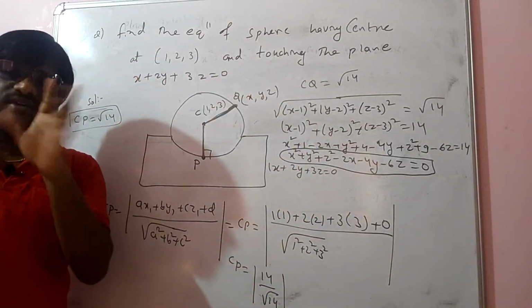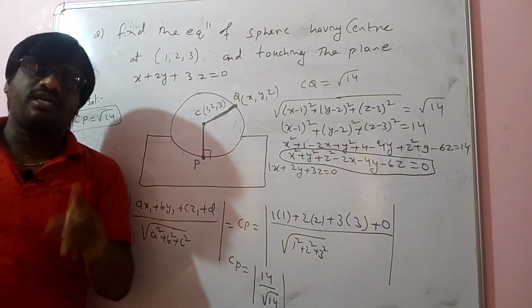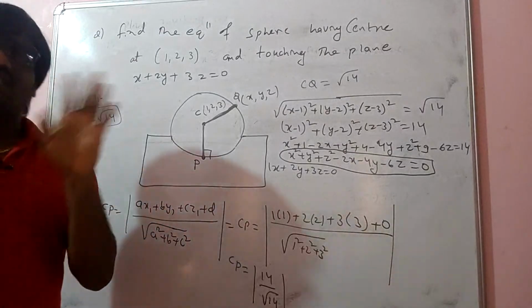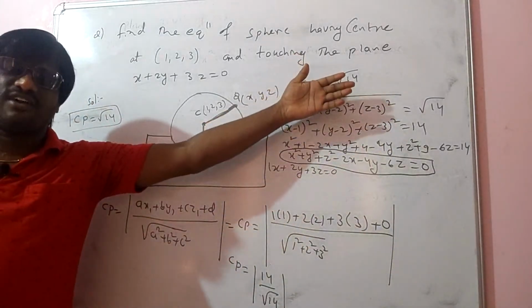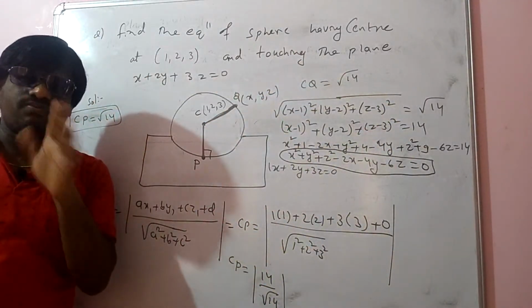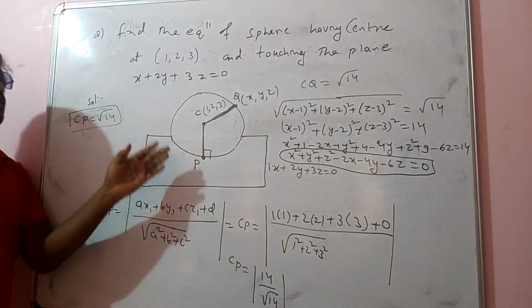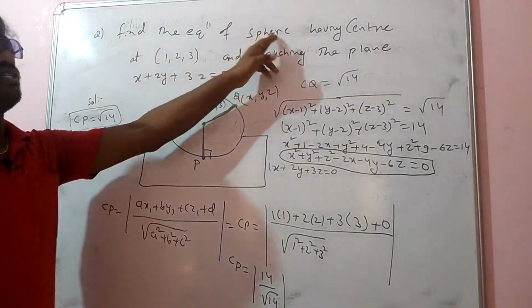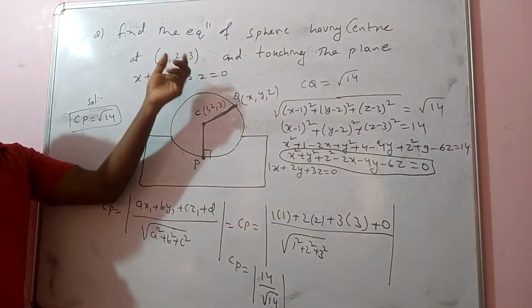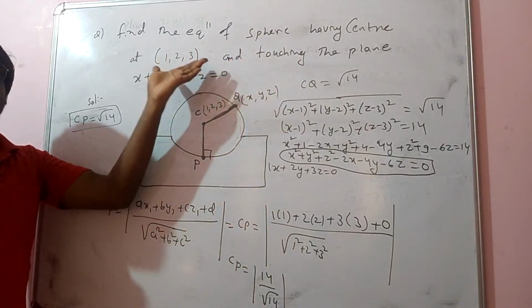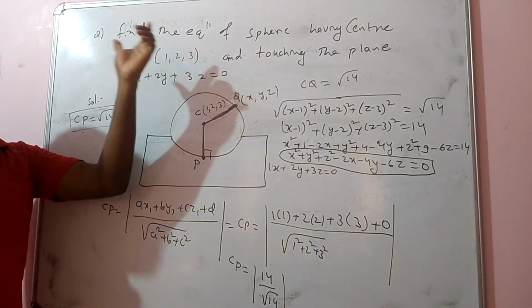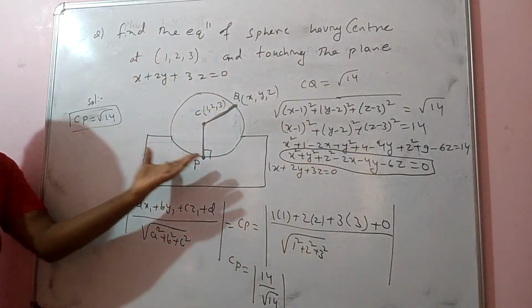When I give the formula, if you want, I'll send it in the group. The formula is very difficult and lengthy, and I don't think it is useful to you. So the method is very easy. When you have to find the equation of the sphere with a given center touching a plane, this is the way to do it.